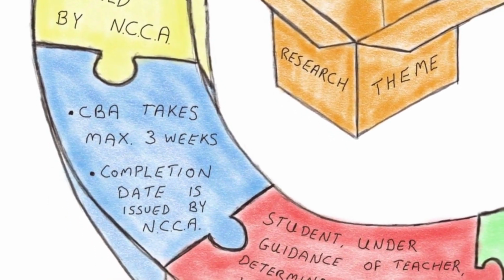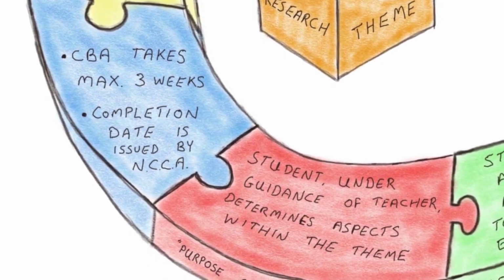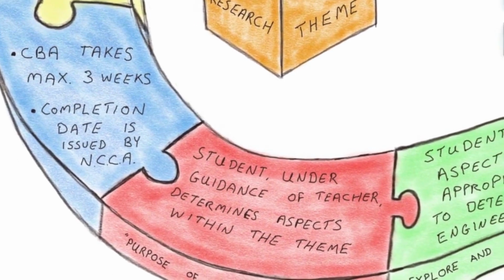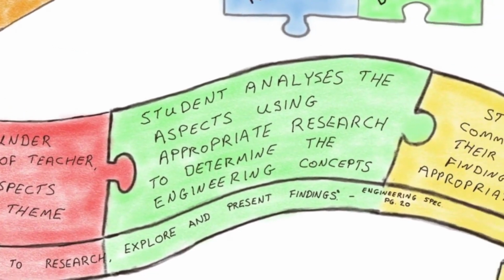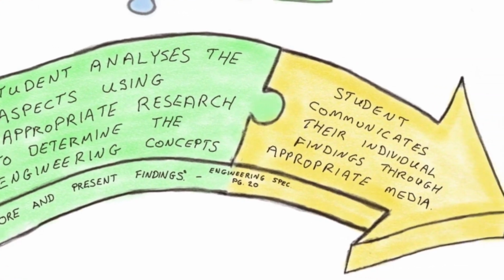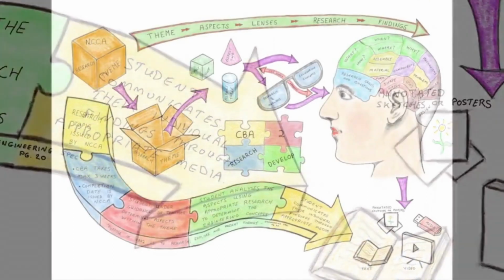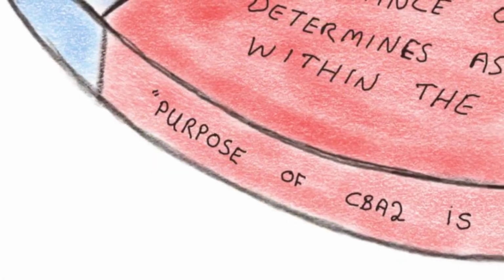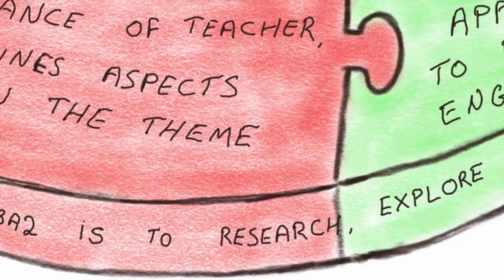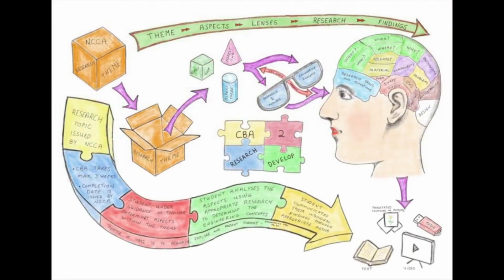As the student begins work, the student, under the guidance of the teacher, determines aspects within the theme, and the students then analyse the aspects using appropriate research to determine the engineering concepts. The student then communicates their individual findings through appropriate media. And again, the foundation of this, printed on the side of our little road here, is the purpose of the CBA, which is to research, explore and present findings. And that guides everything we do as we complete CBA 2.